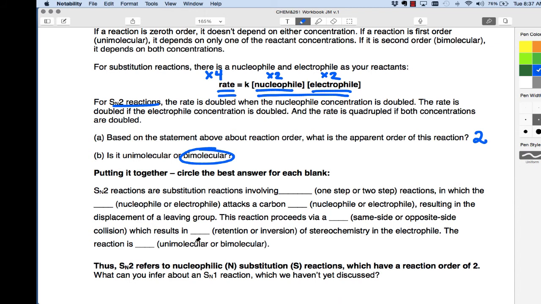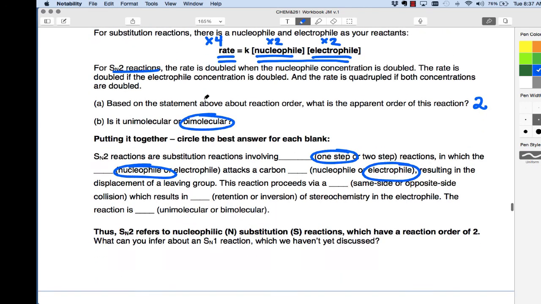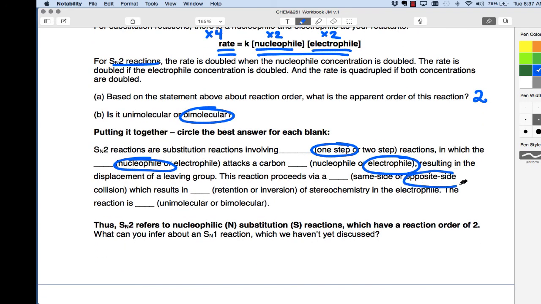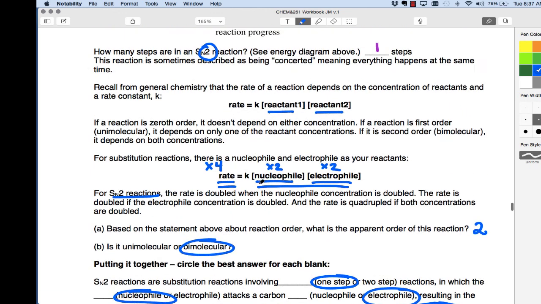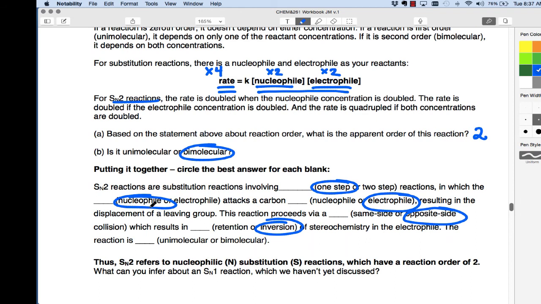Putting it all together then, we have Sn2 reactions. They're substitution reactions. They involve 1 step, and the nucleophile attacks the carbon electrophile. That results in displacement of a leaving group. This reaction is same side or opposite side collision. Well, the nucleophile comes in opposite side of the chloride leaving, so this is called opposite side or backside collision. That results in inversion of stereochemistry. We saw R turning into S turning into R. That's considered inversion of stereochemistry. And this reaction is bimolecular in terms of kinetics.